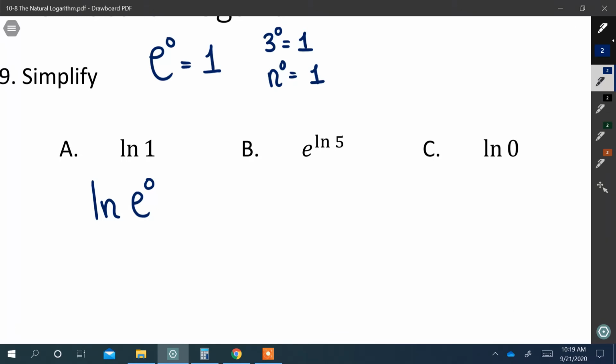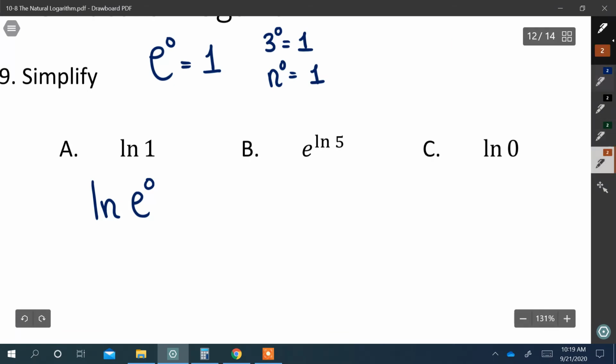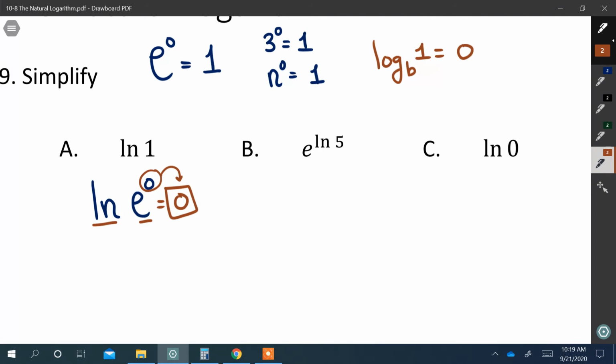Okay? So in this case, the natural log of e to the 0, since the base is e and this is e, then we just get what's in there. And we get 0. And remember, guys, the log of 1 to any base is always 0. Okay? If we put a 1 in there, it's always going to be 0, no matter what it is.